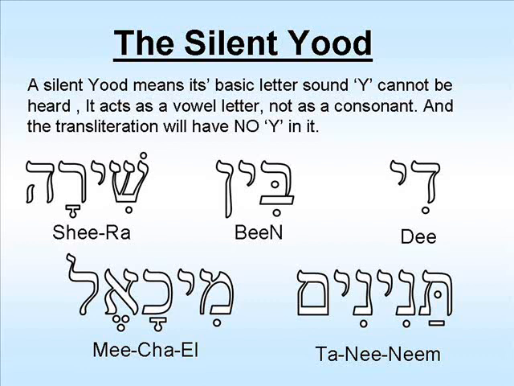Next word, bin. Shira. Taninim. The word taninim has two silent Yoods. And last word, Michael.